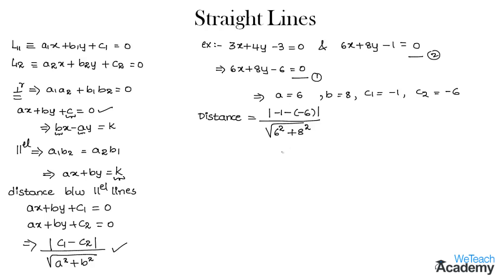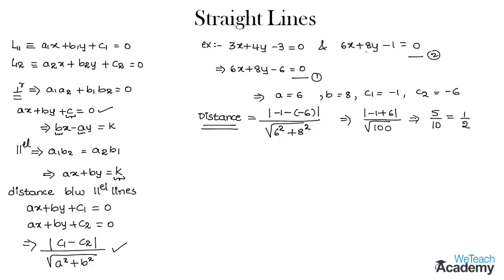So here we get modulus of minus 1 plus 6 divided by under root 36 plus 64, which is 100, which will be equal to 5 divided by 10. So that is equal to 1 by 2. So 1 by 2 is the distance between these both lines.